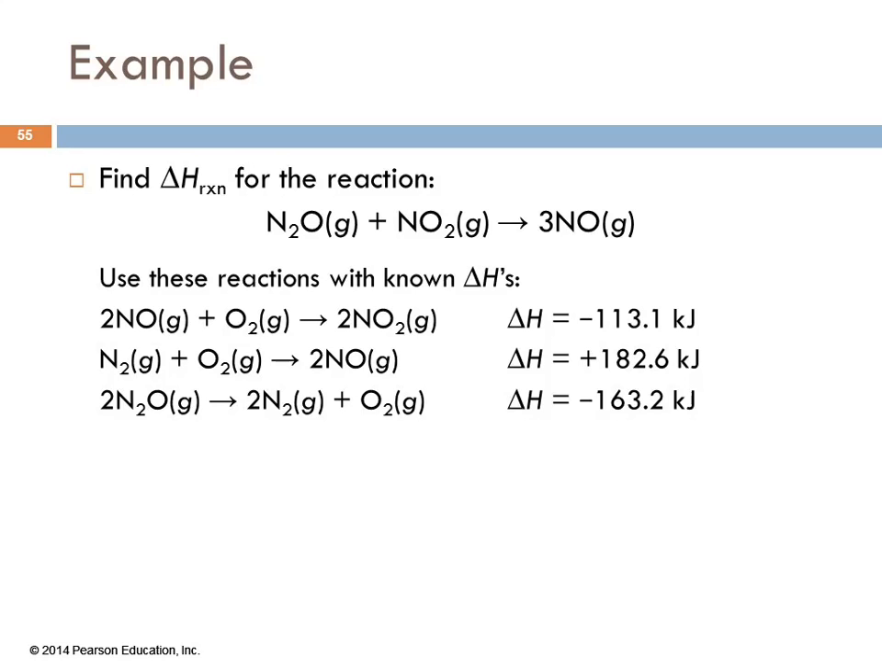So let's do an example. Find delta H of reaction for this equation. N2O plus NO2 goes to 3NO.